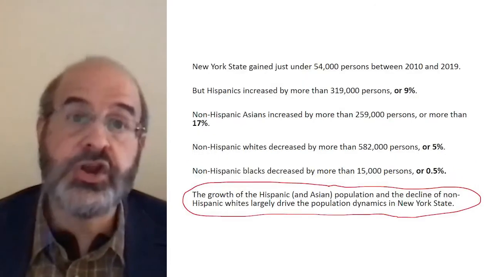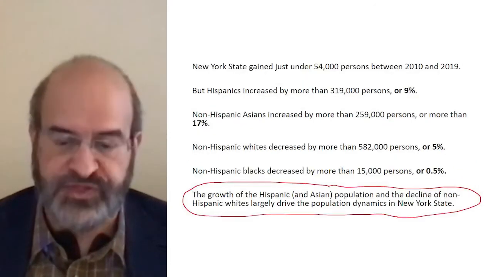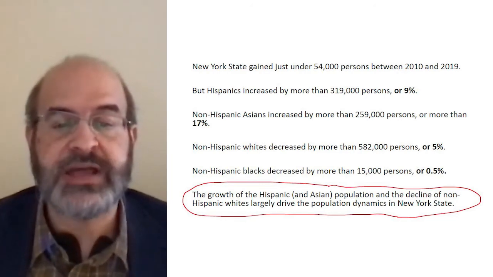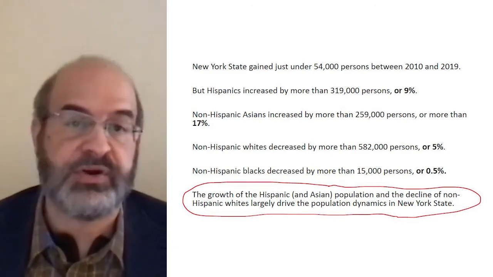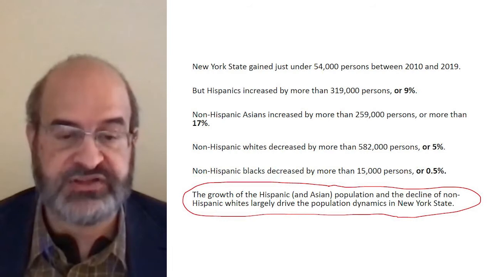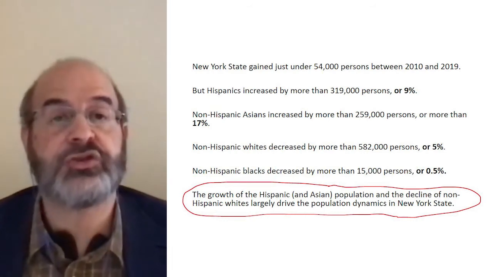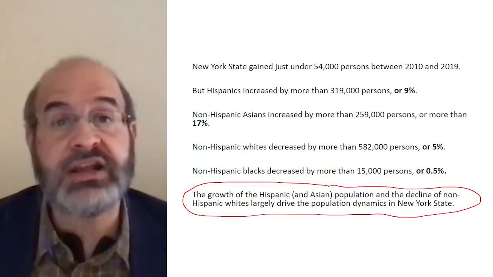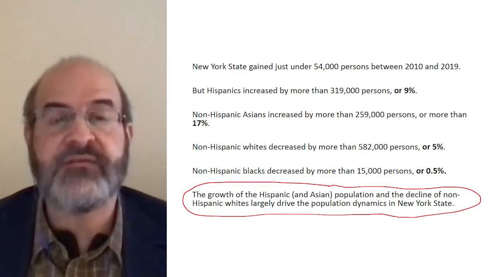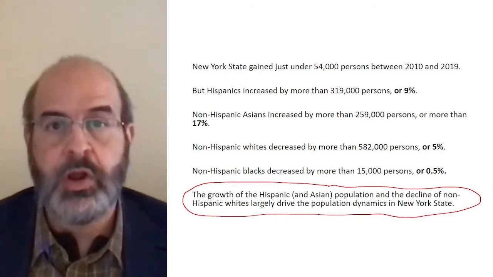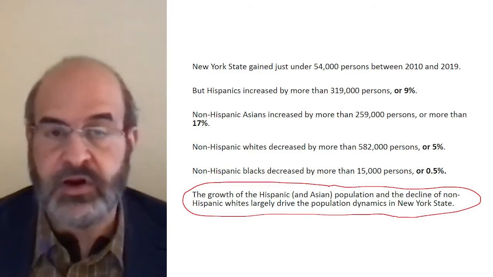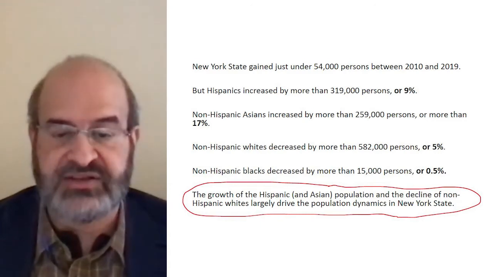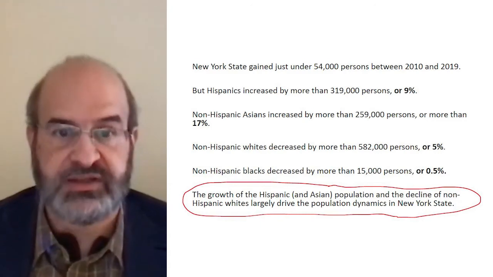New York State gained just under 54,000 people between 2010 and 2019, but Hispanics increased by more than 319,000 persons, or a 9% increase. Non-Hispanic Asians increased by more than 259,000 people, or more than 17%. On the other hand, non-Hispanic whites decreased by more than 582,000 people, or 5% of their numbers. Non-Hispanic Blacks decreased by more than 15,000 people, or a 0.5% loss.